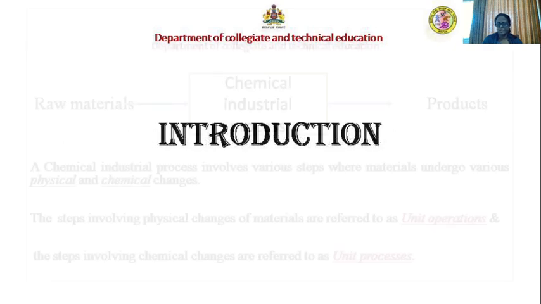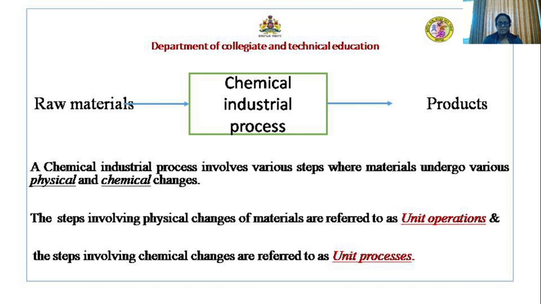Introduction to unit operations. So this is the introduction to chemical engineering. Chemical engineering is the branch of engineering where a chemical industrial process is studied in which the basic raw materials are converted into some useful products. A process starts with certain raw materials which are given the required treatment so that a useful product is obtained.